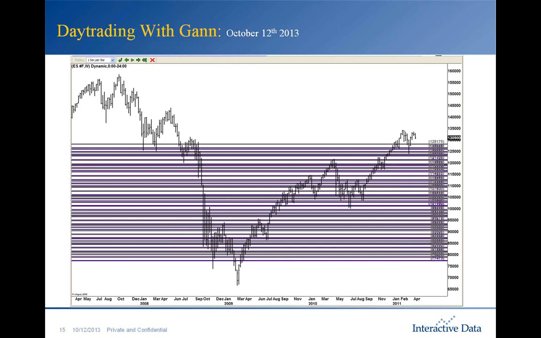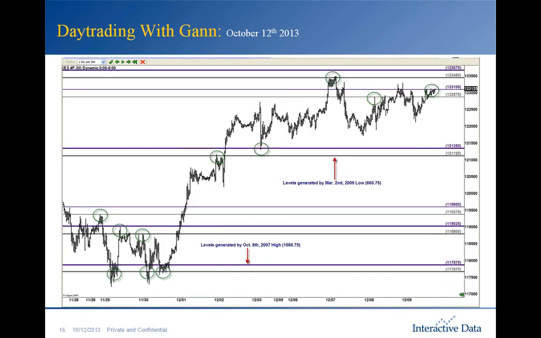Because if I look at these levels on the weekly chart, that's nonsensical. I cannot make use of that. The lines are too close together. The power in this comes from dropping to a day tradable or even a swing tradable time frame. Because when I take that same S&P chart and I drop down to the 30-minute time frame, you can now see the levels that are being generated from those highs and lows off the weekly chart. In this case, the purple lines are being generated by the October 8th, 2007 high, and the gray lines are being generated by the March 2nd, 2009 low.